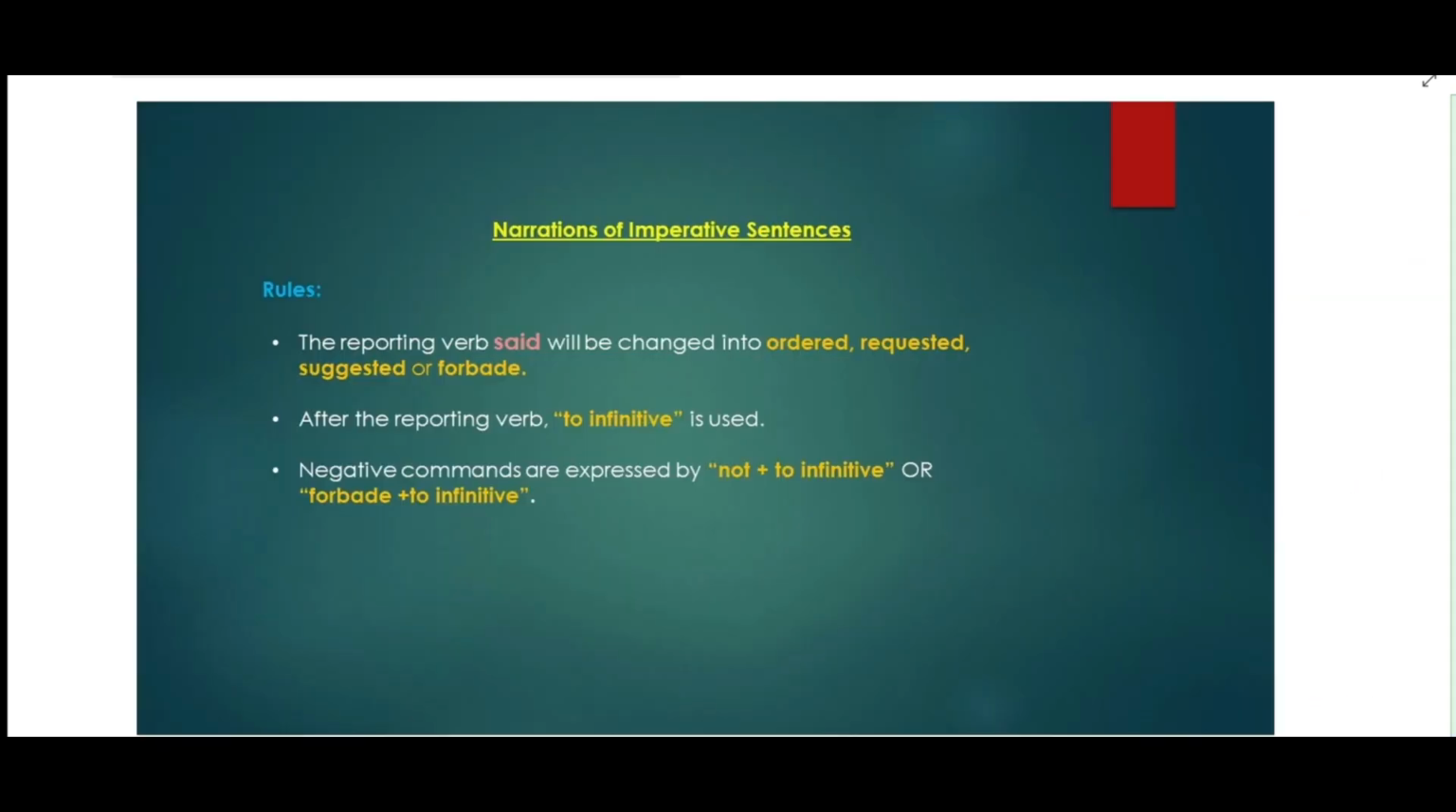Now let's move towards the topic. Here we have the rules of narrations of imperative sentences. They are very simple, you just need to focus. The first one: the reporting verb said will be changed into ordered, requested, suggested, or forbade. This depends on what kind of imperative sentence it is. If it is an order, said will be changed into ordered. If it is a request, said will be changed into requested. If it is advice, the word said will be changed into suggested. But remember that we use the word forbade for negative sentences, and negative sentences start with the word don't, okay? Remember this point.